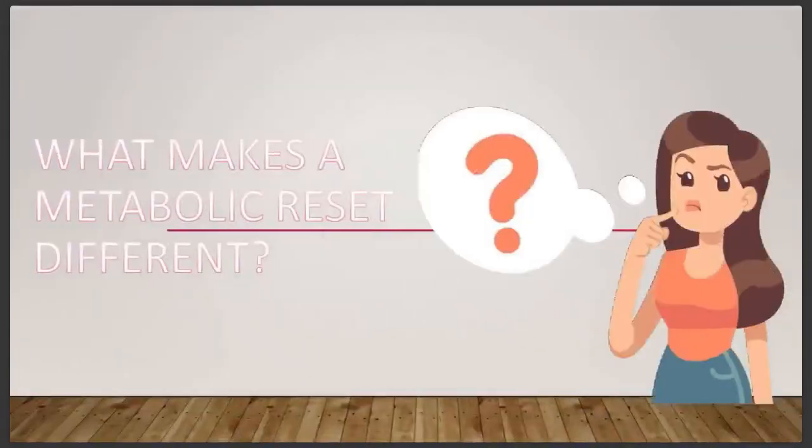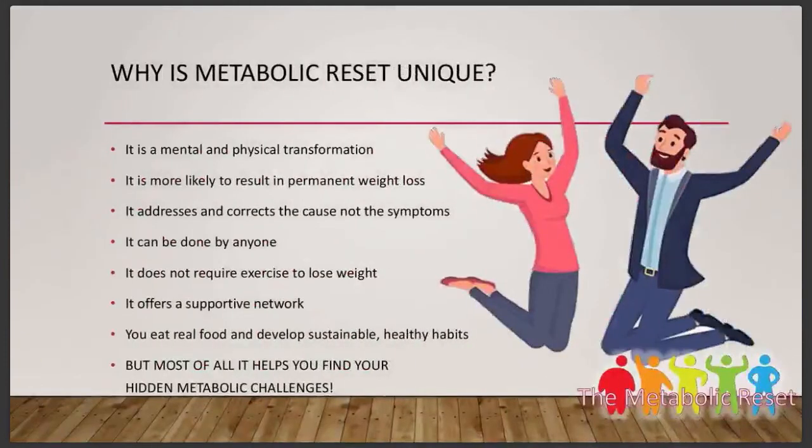So what makes a metabolic reset different than just trying another standard diet? How can we approach this so that we're getting a much better and more sustainable outcome? If we're going to talk about some of these pieces today, it can really be a mental and physical transformation to approach it from a different perspective. It's more likely to result in permanent weight loss when we address some of these major issues. It can really address and correct the cause and not just the symptom of being overweight. It can be done by anyone. You don't require exercise to lose weight.